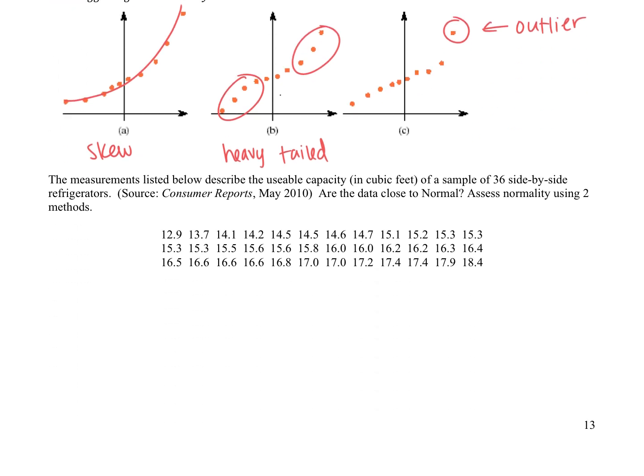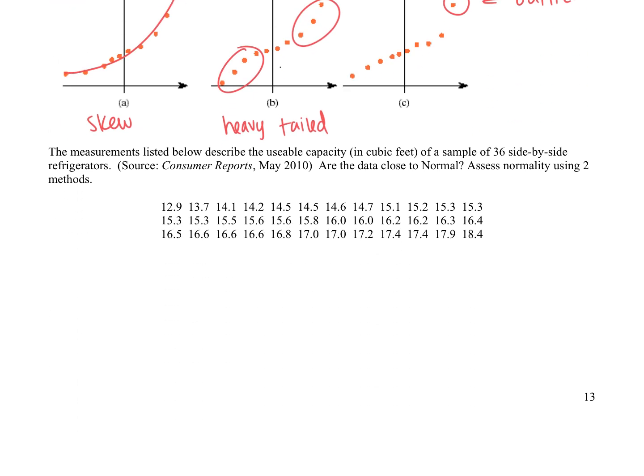Okay. This is the only example that we're going to do. The measurements listed below describe the usable capacity in cubic feet of a sample of 36 side-by-side refrigerators. Are the data close to normal? Assess normality using two methods. Okay, first method. We're going to do the 68, 95, 99.7 rule. So that tells us the percentage of data that should be within 1, 2, 3 standard deviations of the mean.